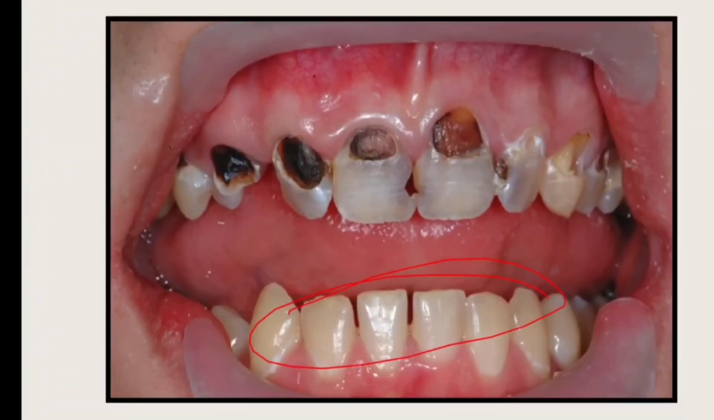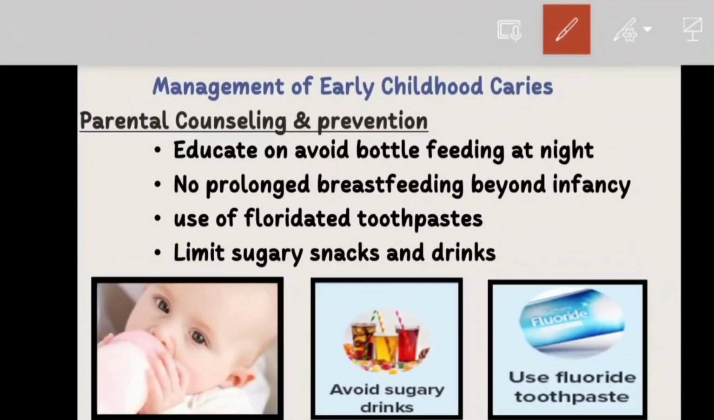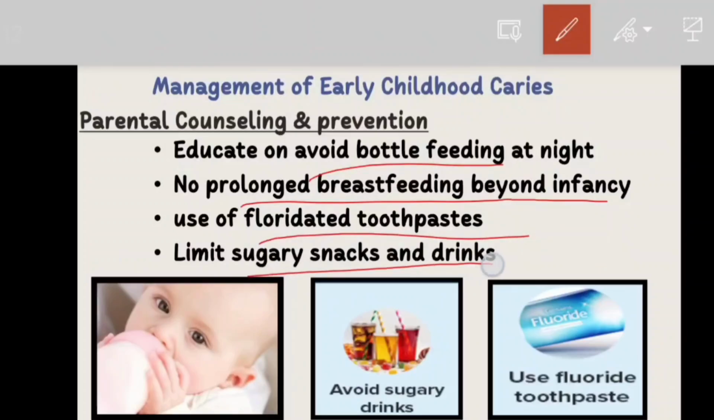Now we see the management of early childhood caries. Let's discuss the treatment. The first one is parental counseling and prevention. Parents should be educated to avoid bottle feeding at night, avoid prolonged breastfeeding beyond infancy, use fluoridated toothpaste, and limit sugary snacks and drinks. The clinical tip: most early childhood caries cases can be prevented by changing the feeding habit.